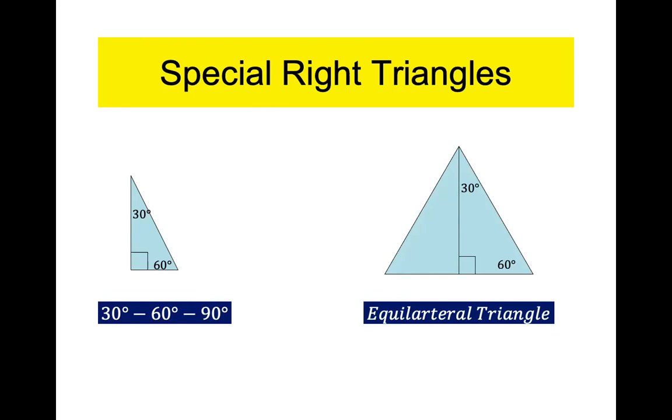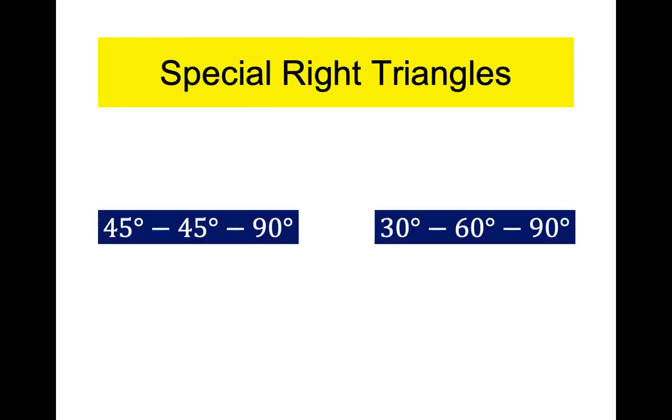Okay, so if you put two 45-45-90 triangles together, you get a square. If you put two 30-60-90 triangles together, you get an equilateral triangle where the altitude is the long leg. 30 plus 30 is 60, so you get an equilateral triangle. Those are our two special right triangles, and I'm not joking when I say you're going to use this over and over and over again.